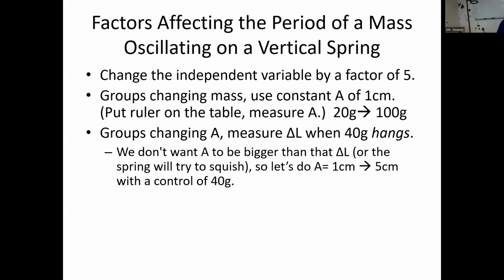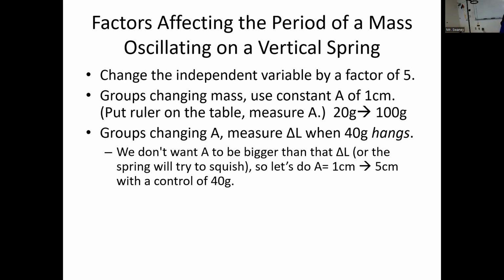So if we're going to change our independent variable by a factor of 5 here, then we need to just do 1 to 5 centimeters, okay? So even number groups, you're going to keep the mass the same. You're going to keep 40 grams the whole time. So we'll control at 40 grams. So keep 2 masses on there the whole time. And you're going to have an amplitude of 1 centimeter to 5 centimeters.